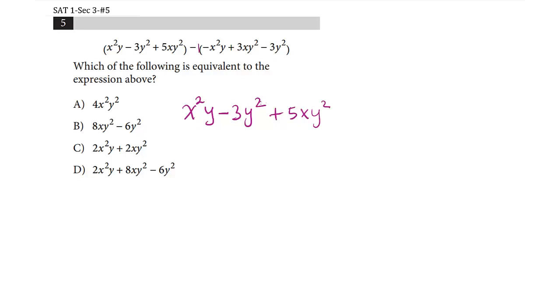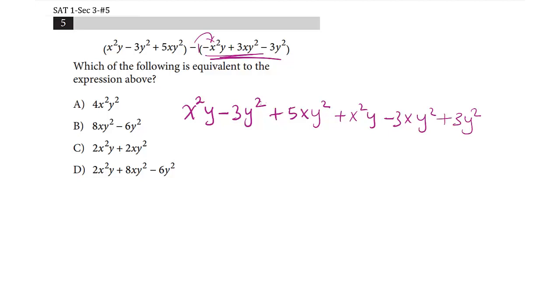Now we have to distribute this negative 1, which makes all the signs in here the opposite. So the negative x squared y becomes a plus x squared y. The positive 3xy squared will now become a minus 3xy squared. And last but not least, the negative 3y squared will become a plus 3y to the second.